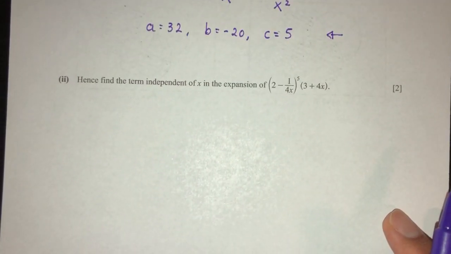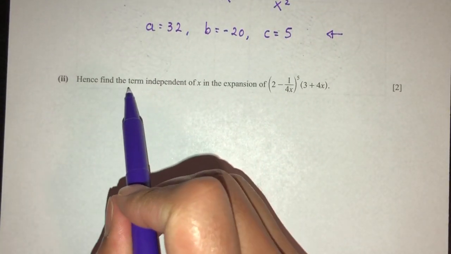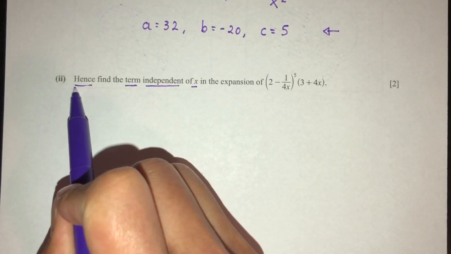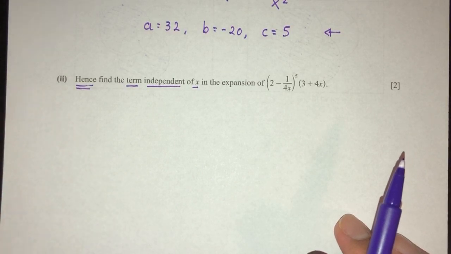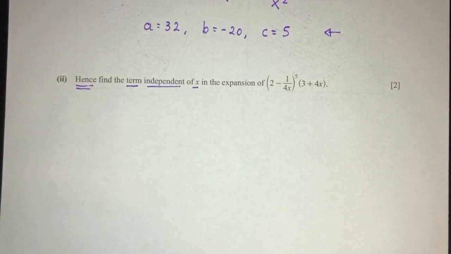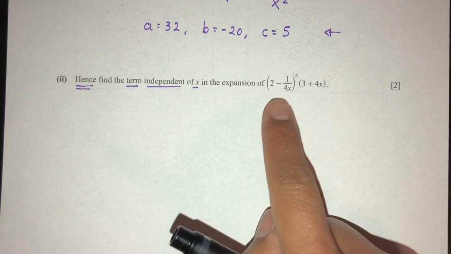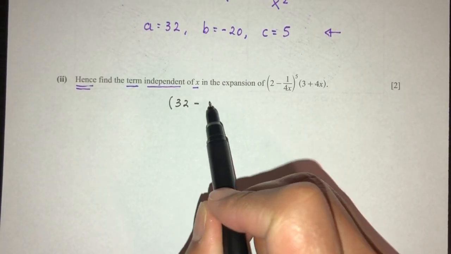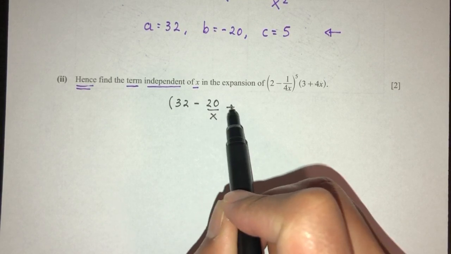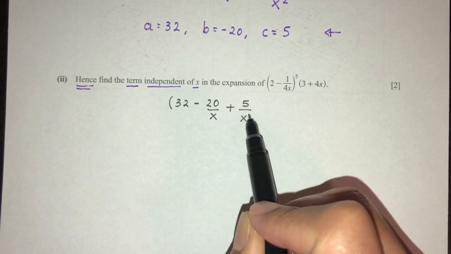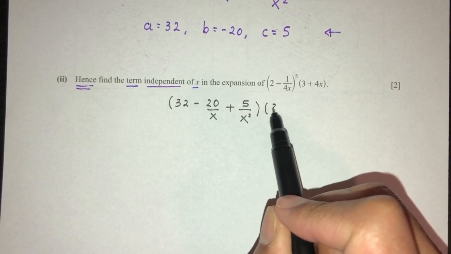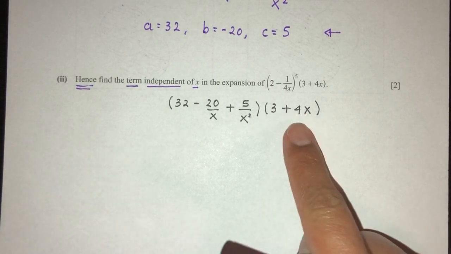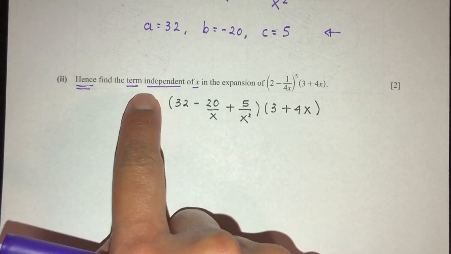Now for part b, we have to find the expansion, the term independent of x. Whenever you see the word "hence", it means using your answer from part 1 to find this value. So from part 1, we know that the first 3 terms of this became 32 minus 20 over x plus 5 over x squared, times 3 plus 4x. So in this expansion, you have to find the term which is independent of x.